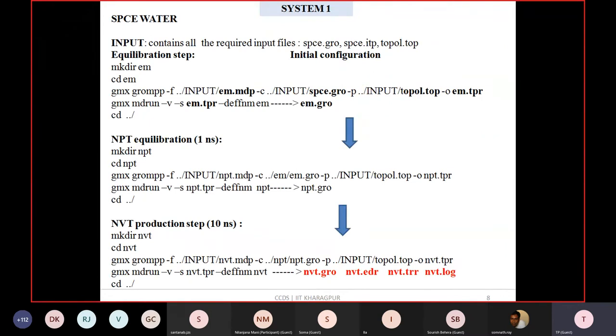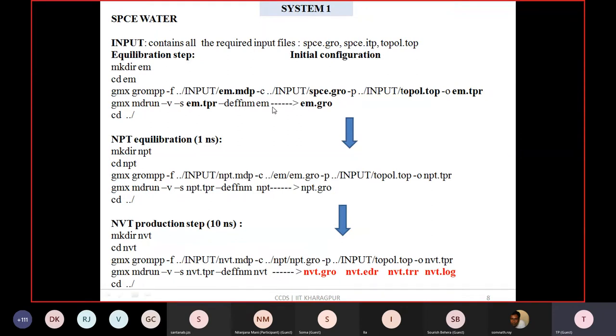So for the first system, we will take SPC water. All the files could be provided to you after this talk. Basically, I have made the folders where you have an SPC water, and all the input files are kept in the input folder. I have already run the data and kept it in different folders, but I will give you just a trial run here for something short to show you how it works.